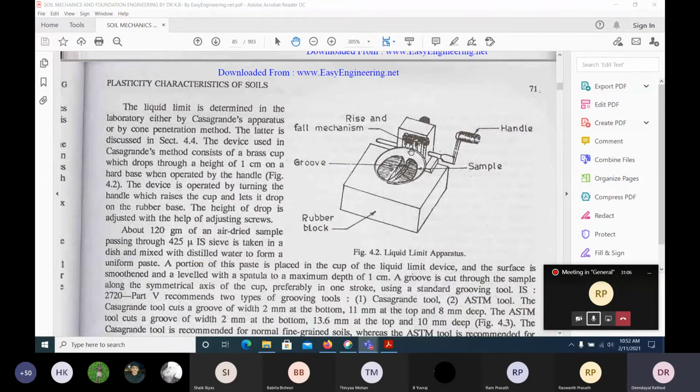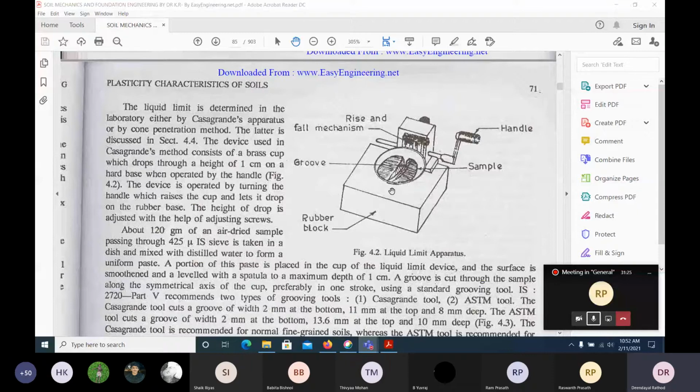Okay, that will take glue, and we will take it outside like this. So with the glue like this we'll take it out. Now what we'll do is, after taking that, we'll rotate this handle. After rotating the handle, this particular cap will try to drop from 1 centimeter height. It will keep on dropping.